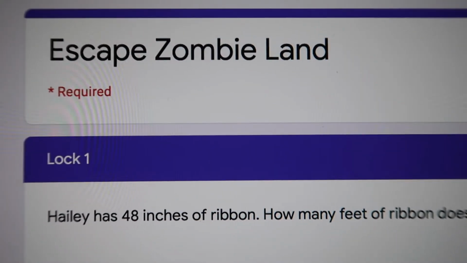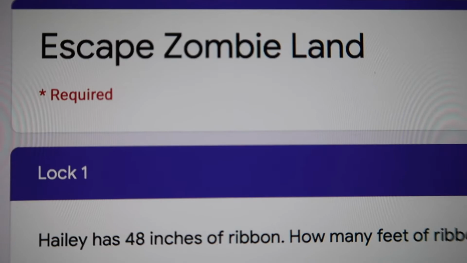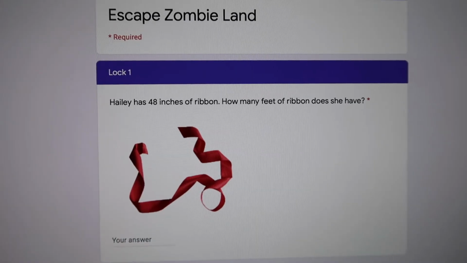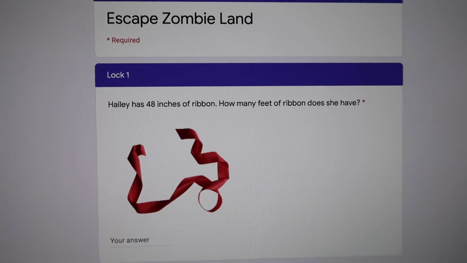You on the Escape Zombieland that you completed this week? Haley has 48 inches of ribbon. How many feet of ribbon does she have?